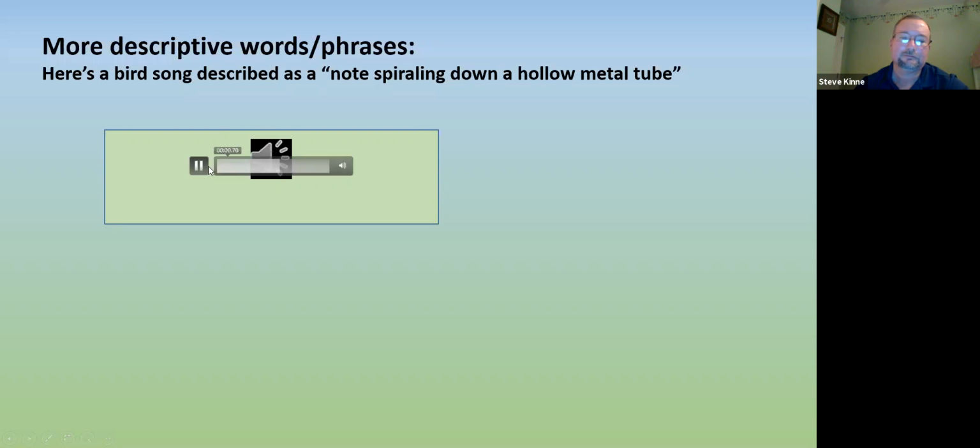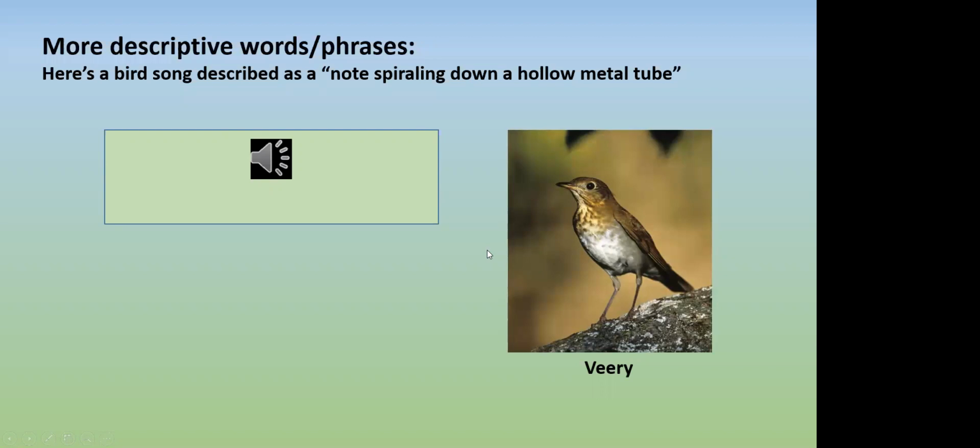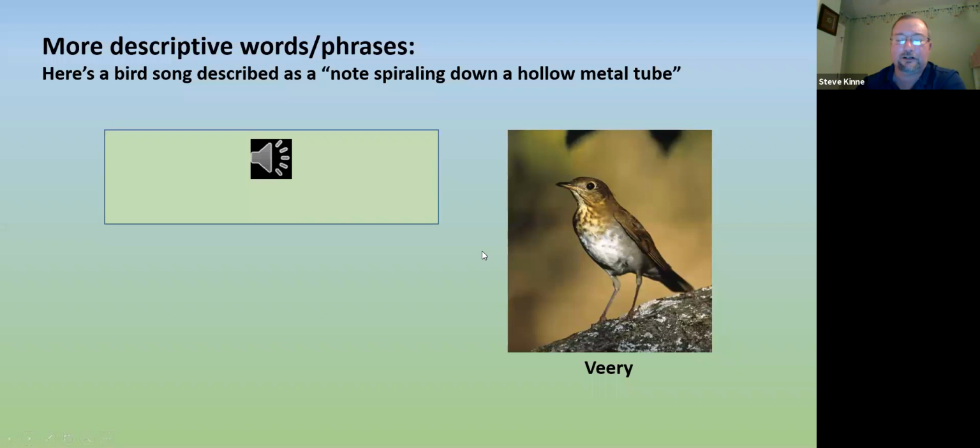So I think, with a little imagination, you sort of get that impression of that note as it's spiraling down a metal tube. And that happens to be the veery, one of our thrushes, one of about four or five thrushes that we find pretty commonly here in central New York, but you'll hear them out in the deep woods frequently. One of the interesting things, since I brought this one though, I've got to share one other thing with you.